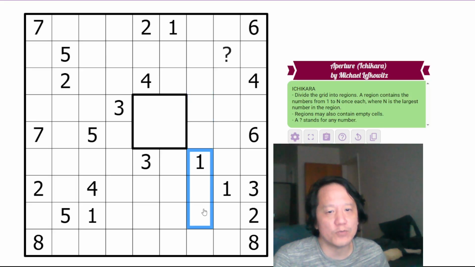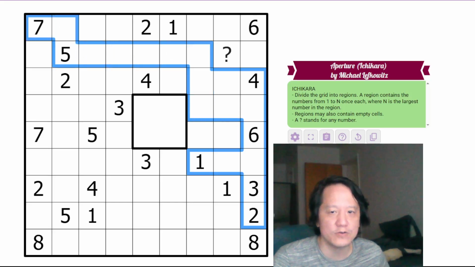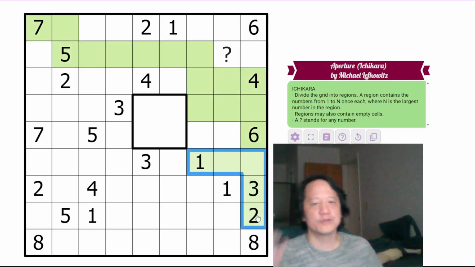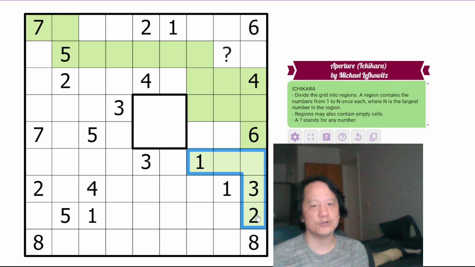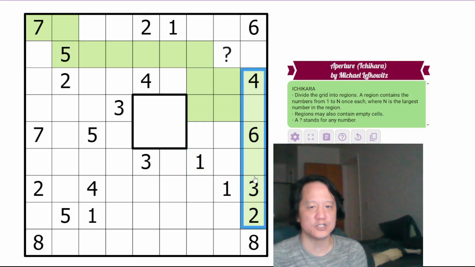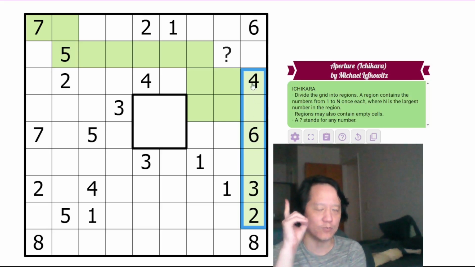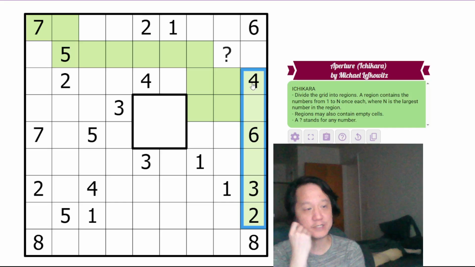So you could have a region here of 1, 2, 3, 6. You would need 4. Say the largest digit here was 7. You could technically have this be a region because it has the digits 1 through 7 exactly once each. What you could not have, though, is this be a region because these are the digits 2 through 7, but we don't have a 1. So remember, every region must contain the numbers from 1 to its highest digit once each.